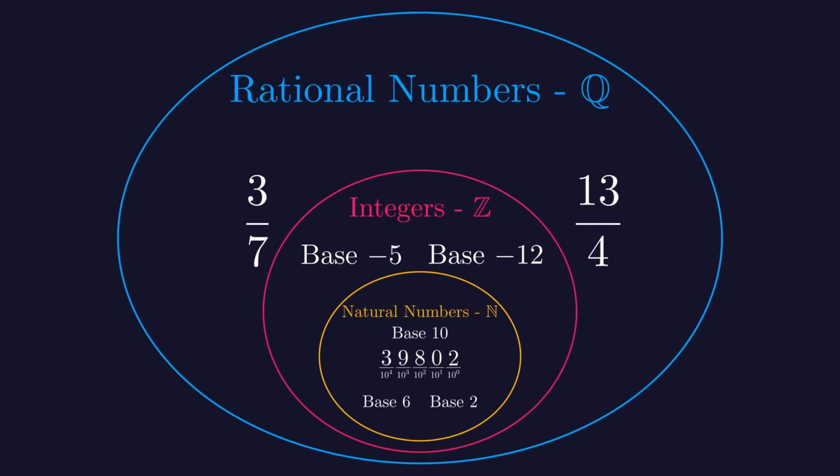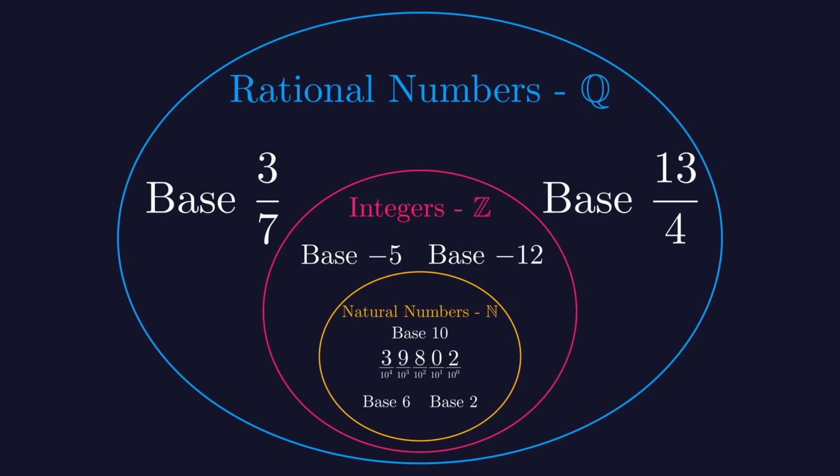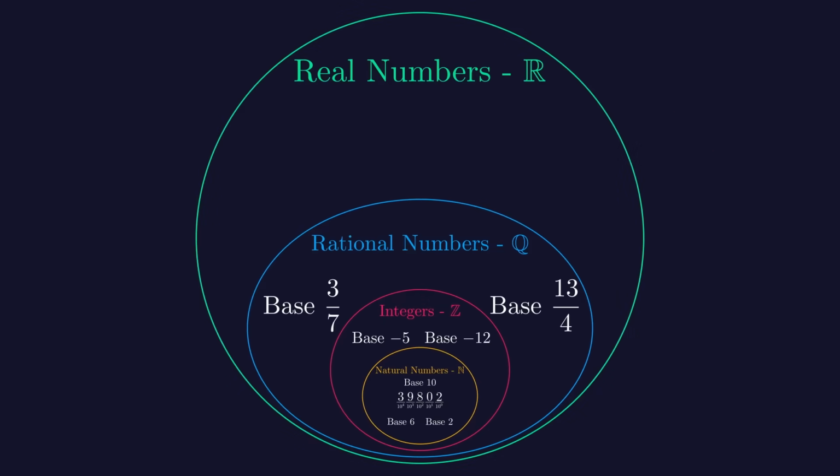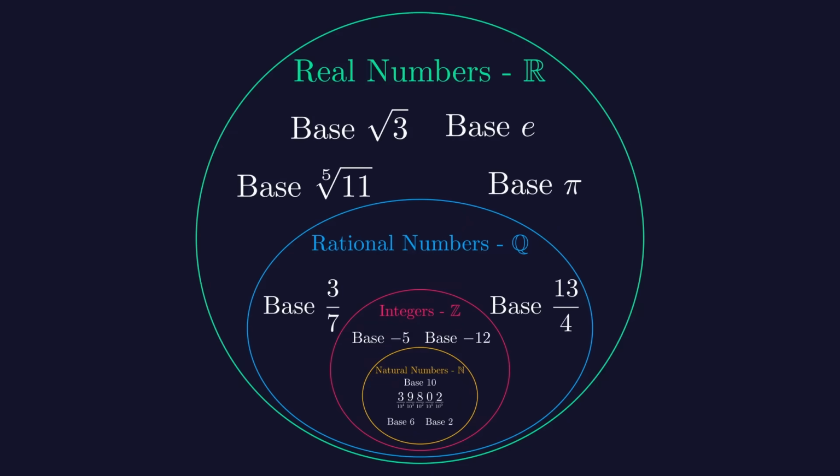Numbers that can be written as a fraction are called rational numbers. We can also use these numbers to create unique number systems. Real numbers include all of the previous sets, but they also contain irrational numbers, like the square roots, and transcendental numbers, like pi or e. And yes, we also can create number systems based on the real numbers.